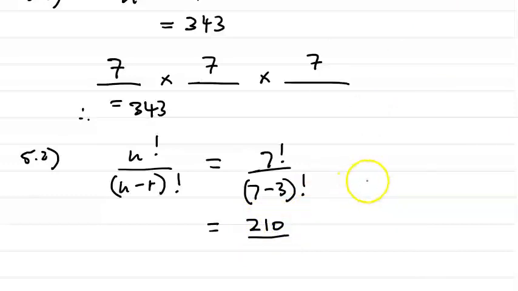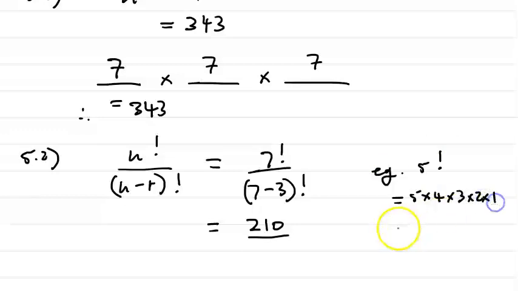So just a quick word on factorial notation. What is factorial notation? Remember that factorial notation is the product of positive integers less than or equal to n. A very quick example. What is 5 factorial? 5 factorial is 5 times 4 times 3 times 2 times 1, which equals 120. Remember that we can only have the factorial of a natural number.